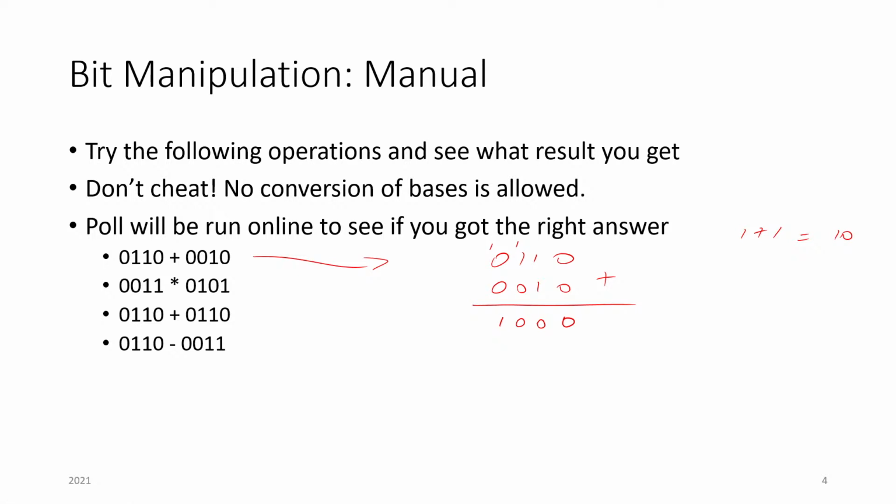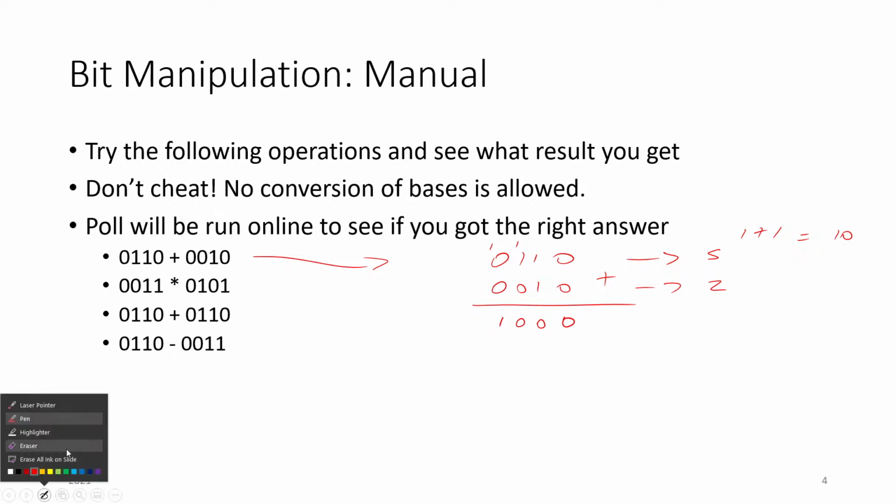Just to do a quick verification, 0, 1, 1, 0 in decimal is going to be 5, and 0, 0, 1, 0 here is going to be 2. So maybe I did my math wrong somewhere, because I ended up with a result of 8. Maybe I carried wrong somewhere. So let's do this step by step and see where I made the mistake. The reason I'm making these mistakes is for you to see how we make sure we don't make them.